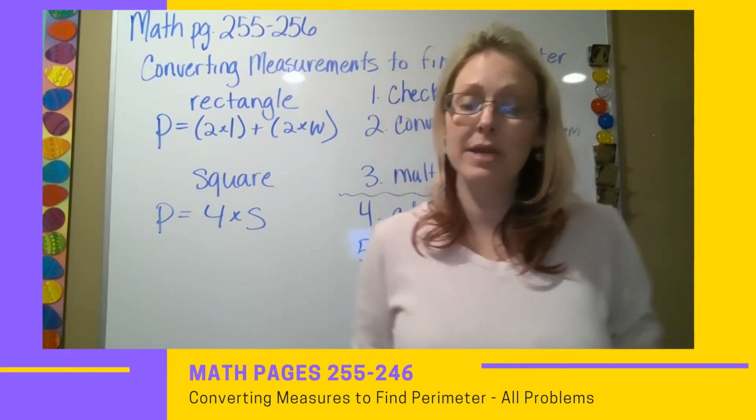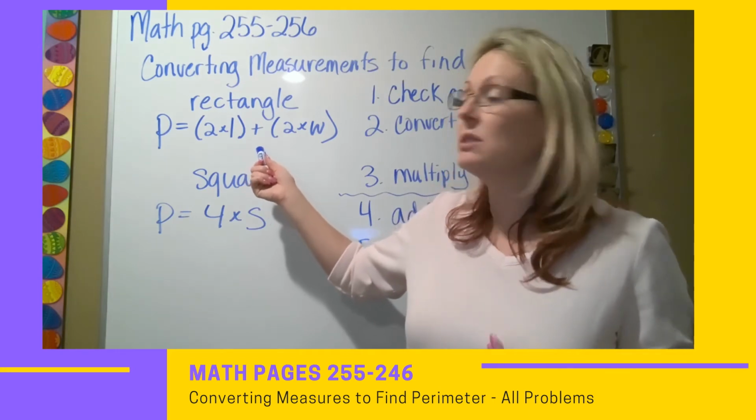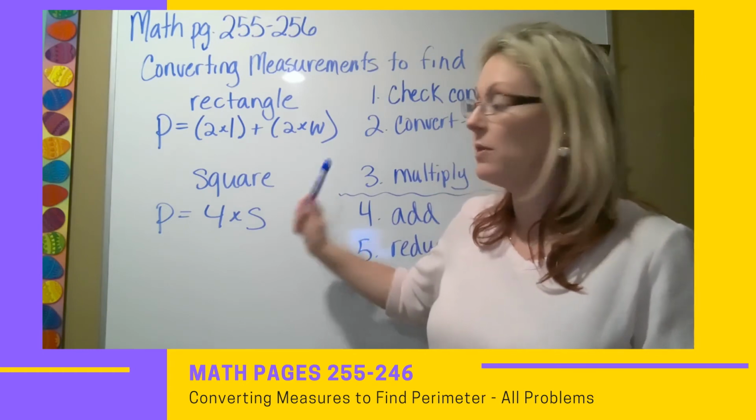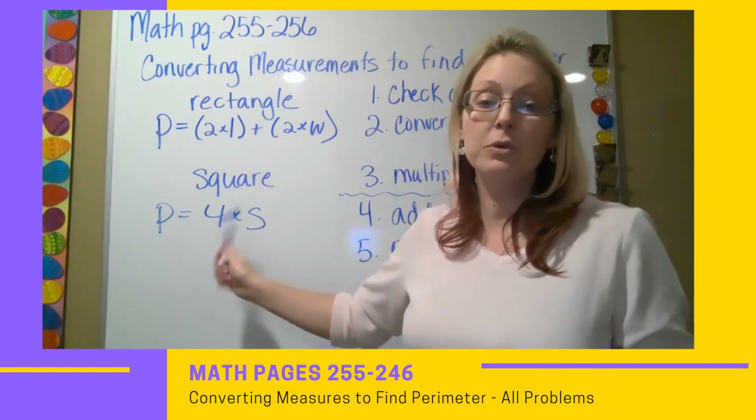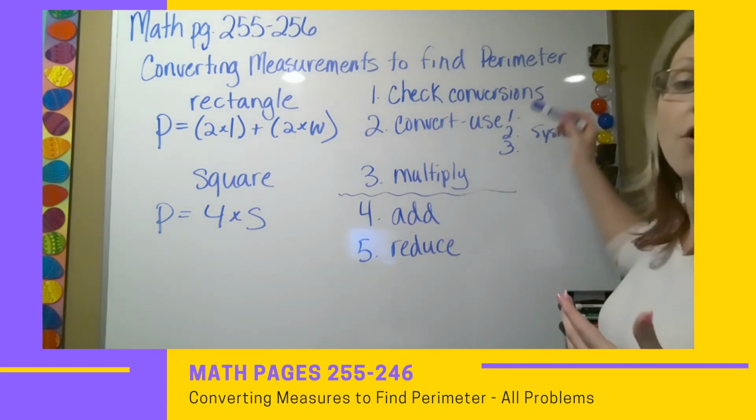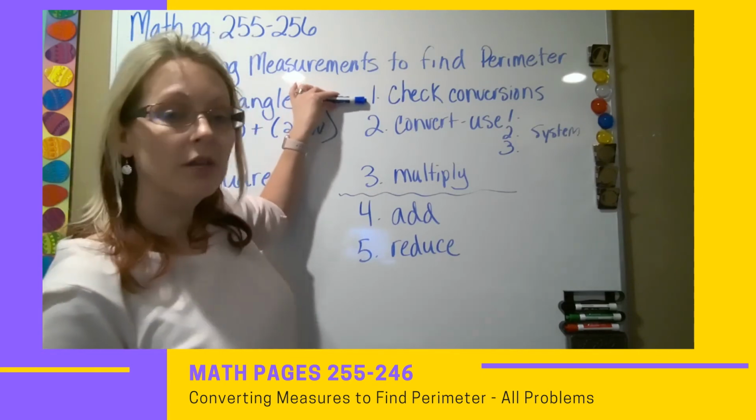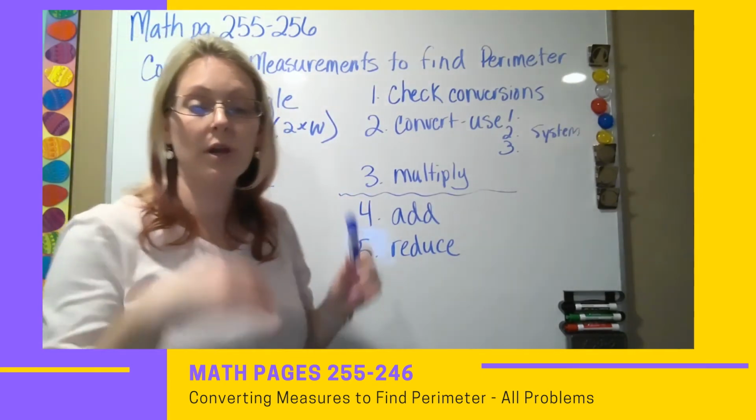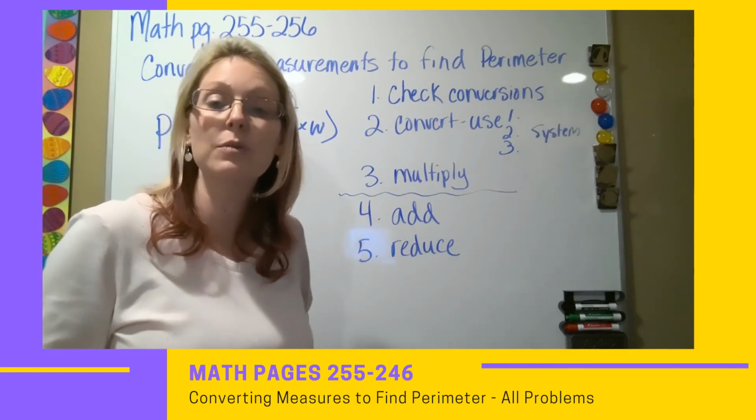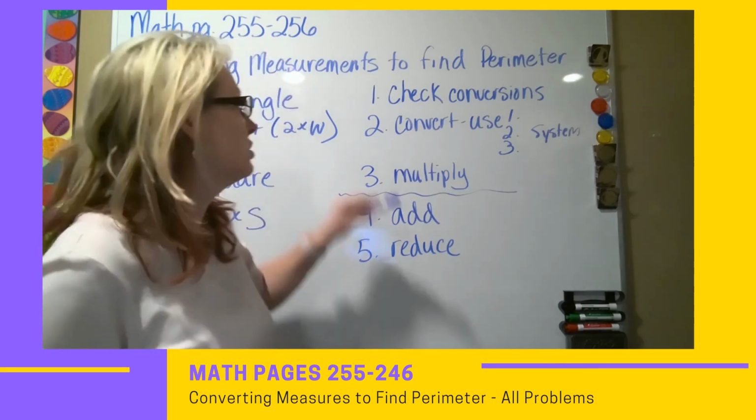But let's go ahead and recap just a quick second. Remember, rectangle, you need to know this equation. P equals 2 times length plus 2 times width, okay? Square, P equals 4 times S. Now here's a little bit of a reminder. First, check your conversions. What are you doing? Are you going from smaller to larger, larger to smaller, right? Check to see what you're needing to convert to, what they're asking in the question, okay?